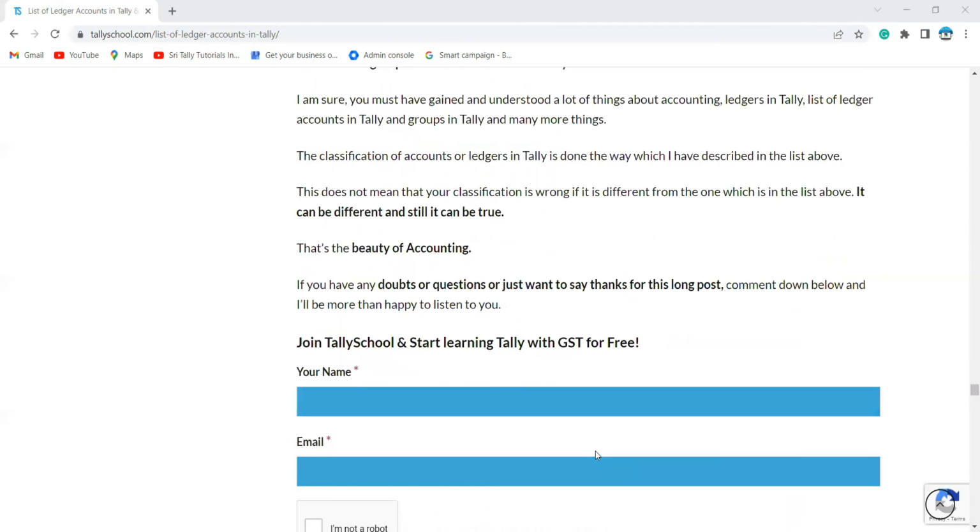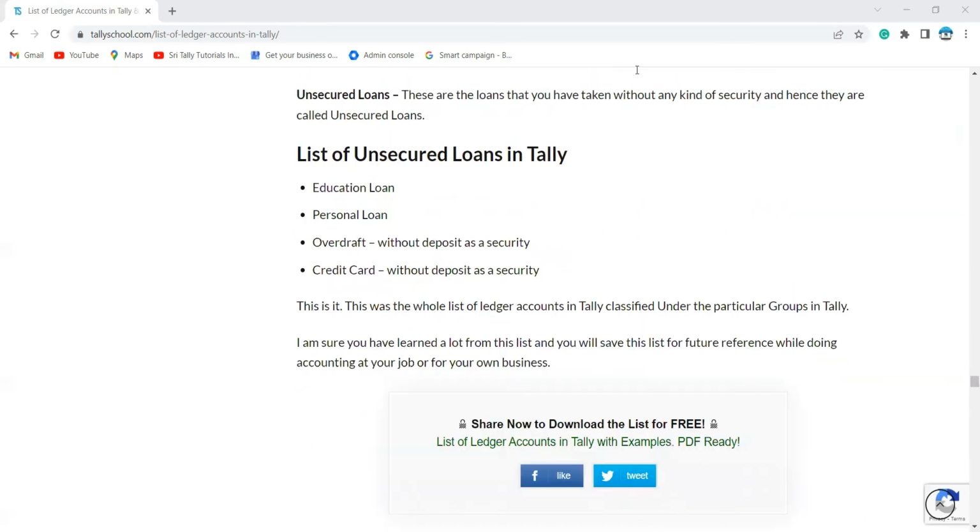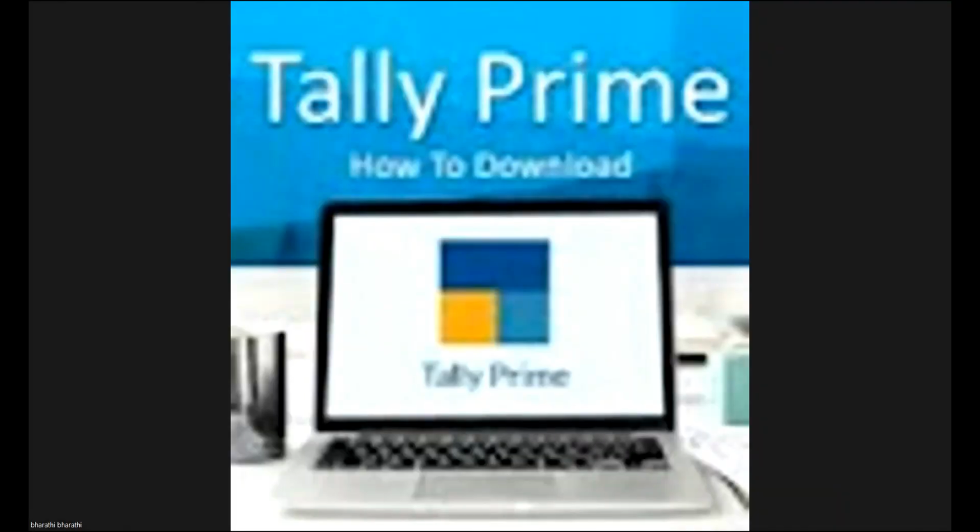Okay, almost we have completed all the groups. We can check whether any remain in a Tally file.